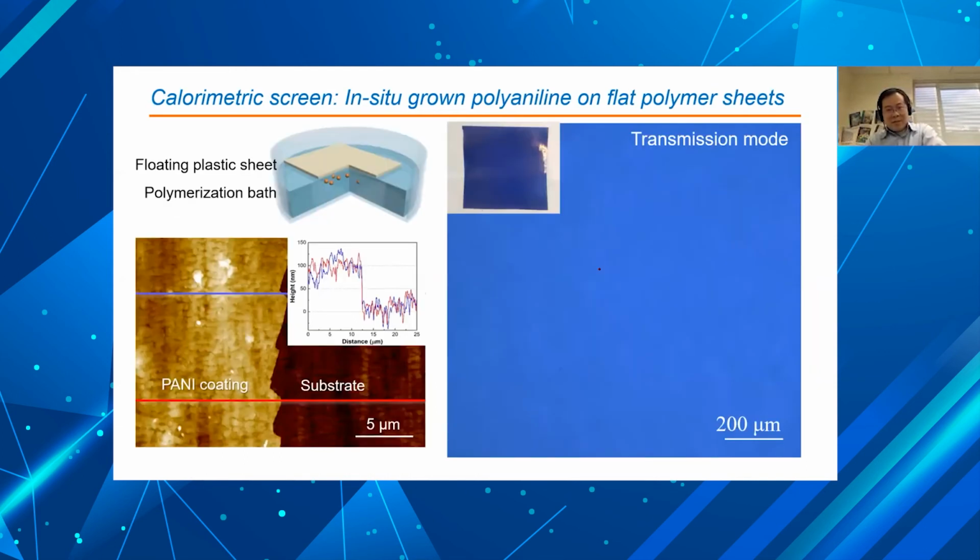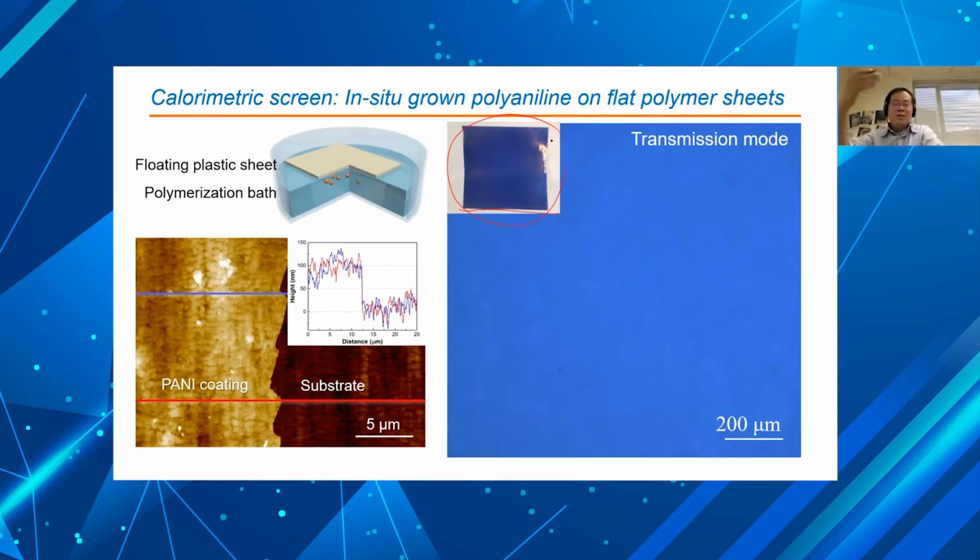So for the colorimetric detector screen, Haiyue and Huang came up with this brilliant interfacial polymerization technique where they pretty much float a piece of smooth plastic sheet on the surface of the polymerizing reaction. And this gives you a very uniform film, as shown in this photo right here. If you peel part of that and look at it under AFM, it's an incredibly uniform film that's just about 100 nanometers thick.